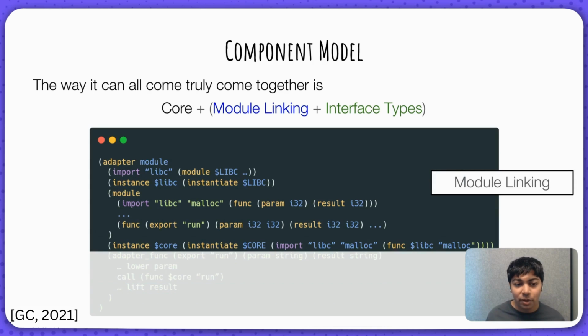We have the part about module linking as well. We have an instance of code saying import libc. We have a module libc, and then we instantiate libc. The part about importing libc malloc and using the function export run, well, all of that is actually core, but we have these instances of code, which is import libc and instantiate libc. And all of that is due to the power of module linking, which we just talked about.